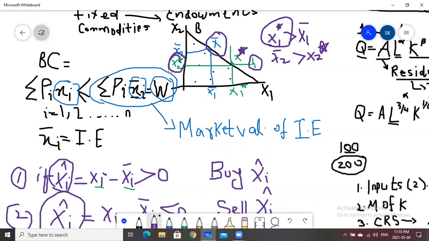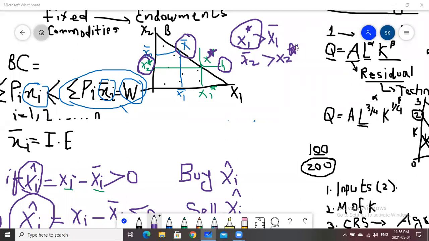Look, she is now consuming fewer units of commodity 2. Therefore, it gives her a receipt of P2 into X2 bar, because X2 bar is greater than X2 star. We will have P2 into X2 bar minus X2 star. And in order to buy the other bundle of goods at the cost of P1, what we will get over here is X1 star minus X1 bar.